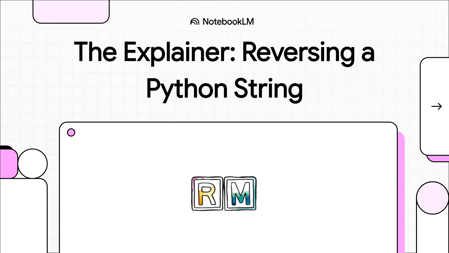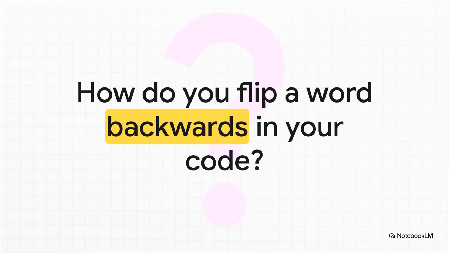Today, we're jumping into a classic Python challenge, how to reverse a string. It sounds simple, I know, but the solutions are actually super revealing about how Python thinks. Okay, so picture this. You've got a word in your code, maybe Python. How do you programmatically flip it to nohtyP?